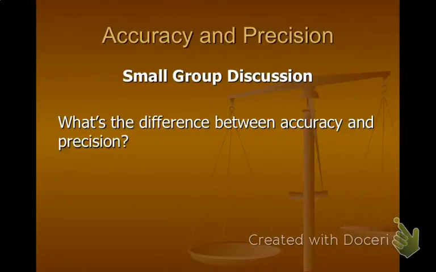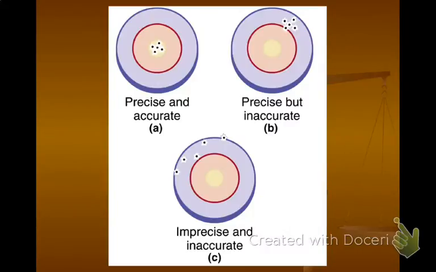They're both related to how good an experiment is or how good the data is, but they mean two different things. So to help you find the difference, let's take a look at the next slide, and you'll see this dart analogy. Pretty much every chemistry textbook has this analogy in it. So have a quick discussion in your small group about the difference between precision and accuracy.